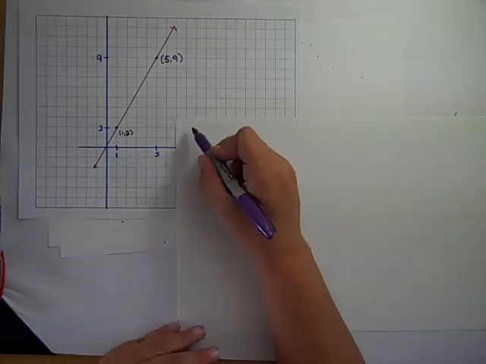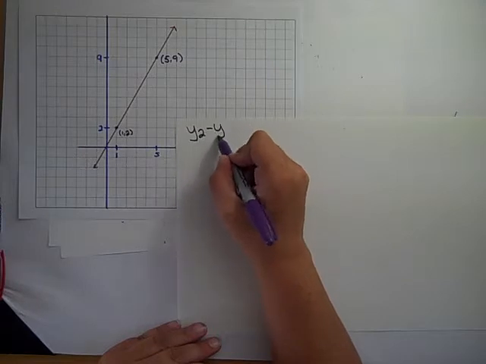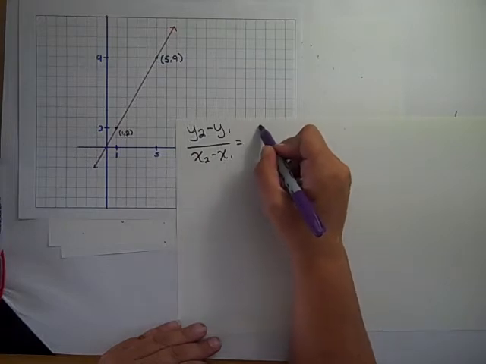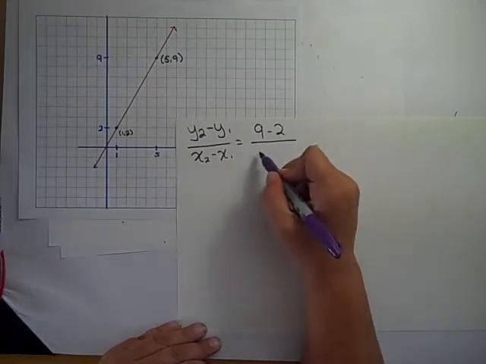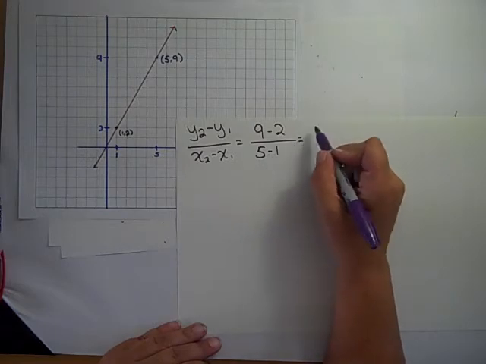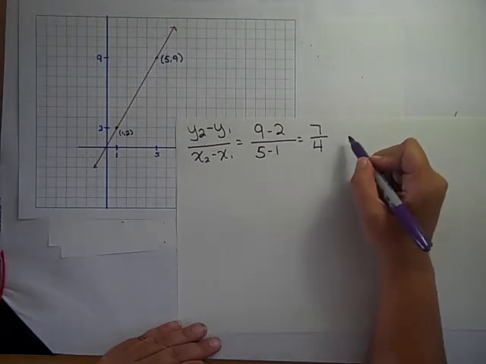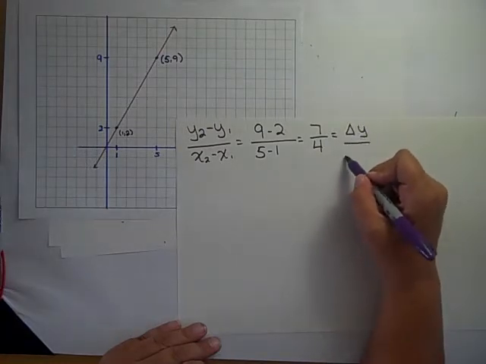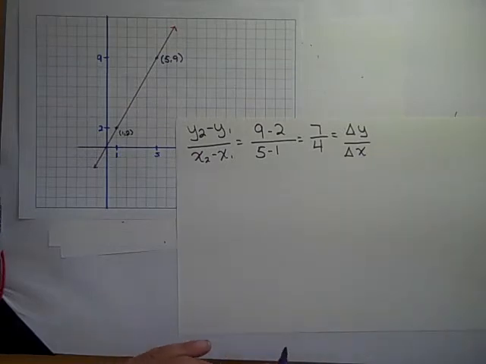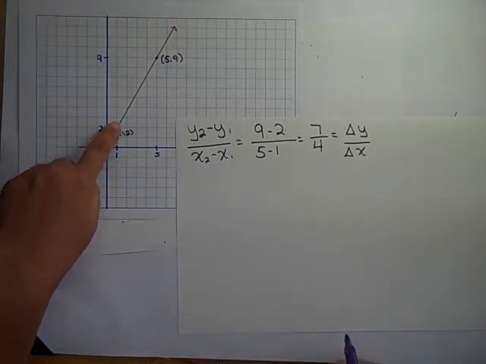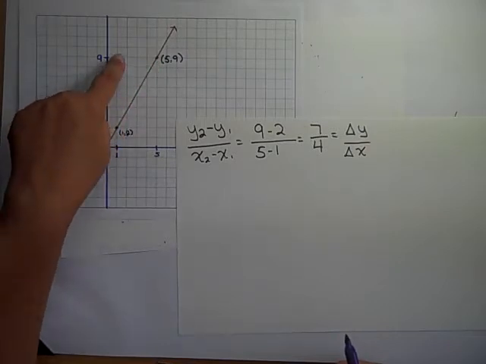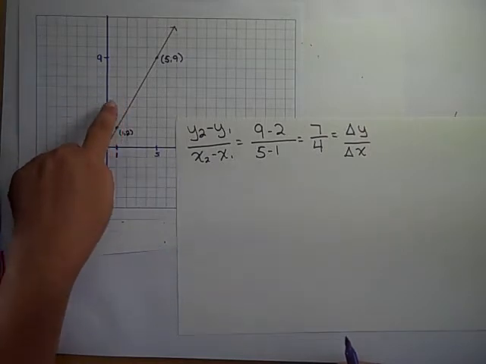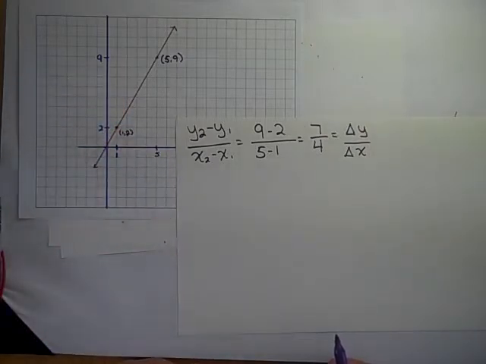And let's find the slope of this. It's y2 minus y1 over x2 minus x1. Of course, that's 9 minus 2, 5 minus 1. Gives us a slope of 7/4. Also remember, this is an important concept for this chapter. That's the change in y over the change in x. And you can clearly see that on the graph, that y moves up 7 as x goes over 4. So again, y moves up 7 as x moves over 4.